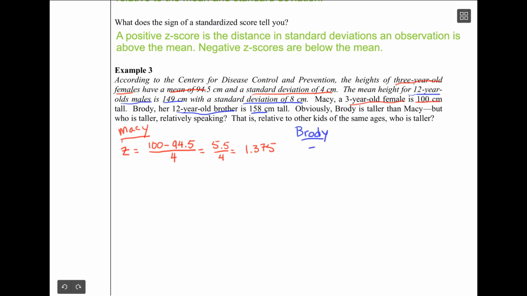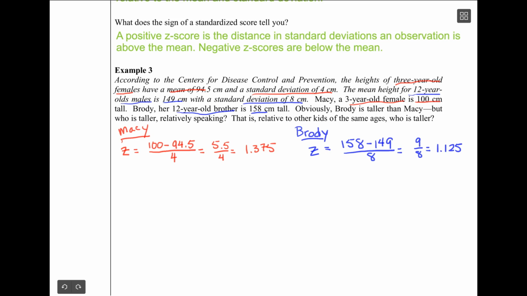Okay, then Brody. Brody, we're going to do the same thing. So Brody's z-score, we find his height, so he is the observation, minus the mean for boys of his age, 149, divided by the standard deviation, which was 8. So 158 minus 149, that's going to be 9 divided by 8, which is 1.125. All right, so we can see that relatively Macy is taller than Brody.